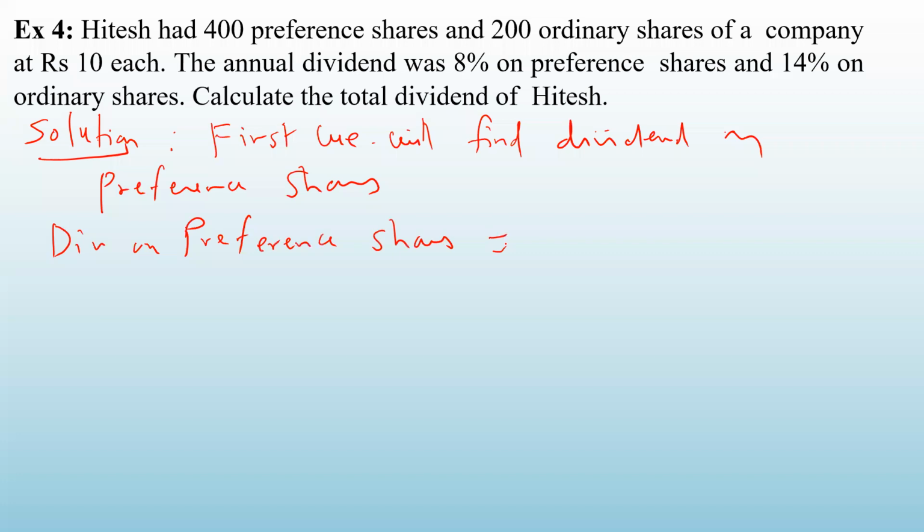What is the rate of dividend on preference share? It is 8. Into what is the face value for both? It is 10. 10 into number of shares. How many preference shares he is having? 400. Divided by 100. Same formula. So 8 into 10 into 400 divided by 100. That gives you 320. Now find out dividend on ordinary shares.